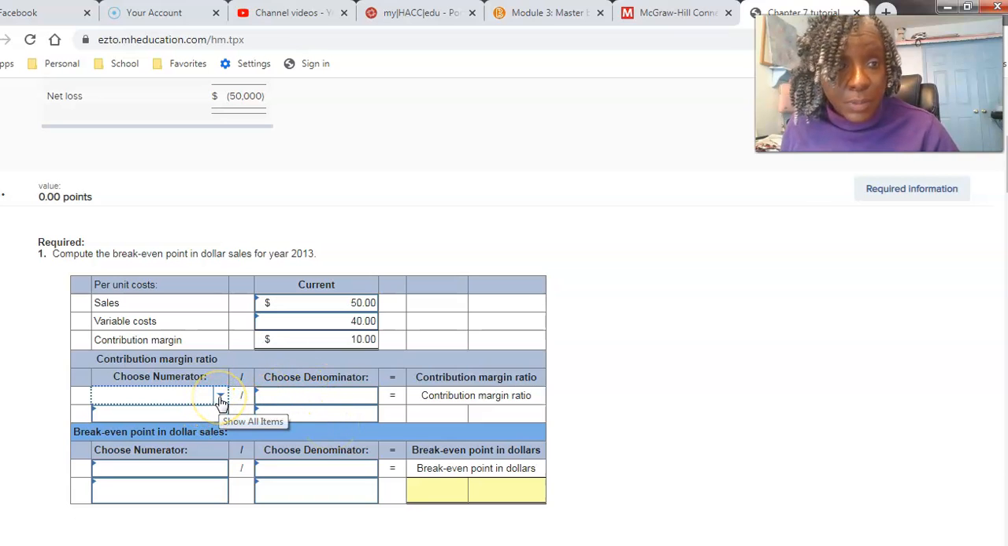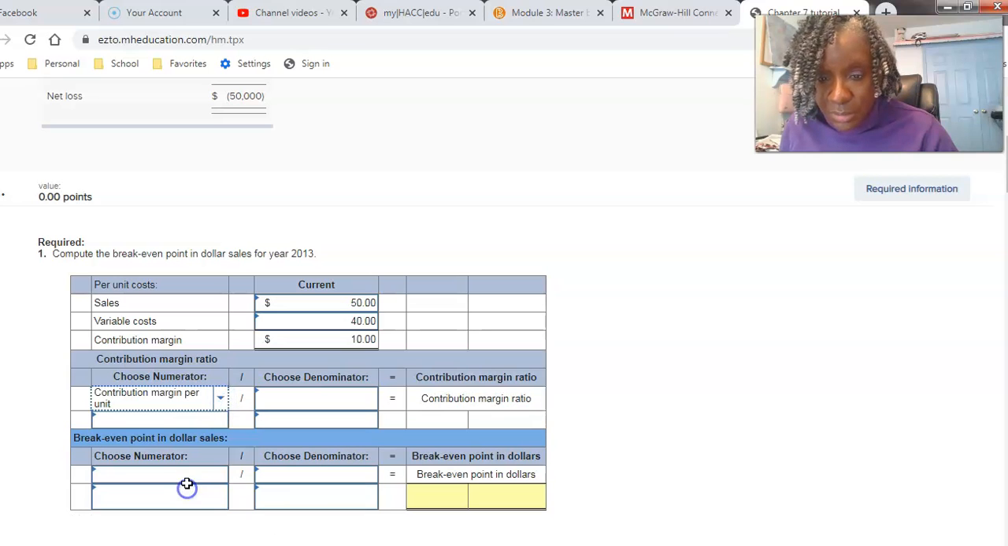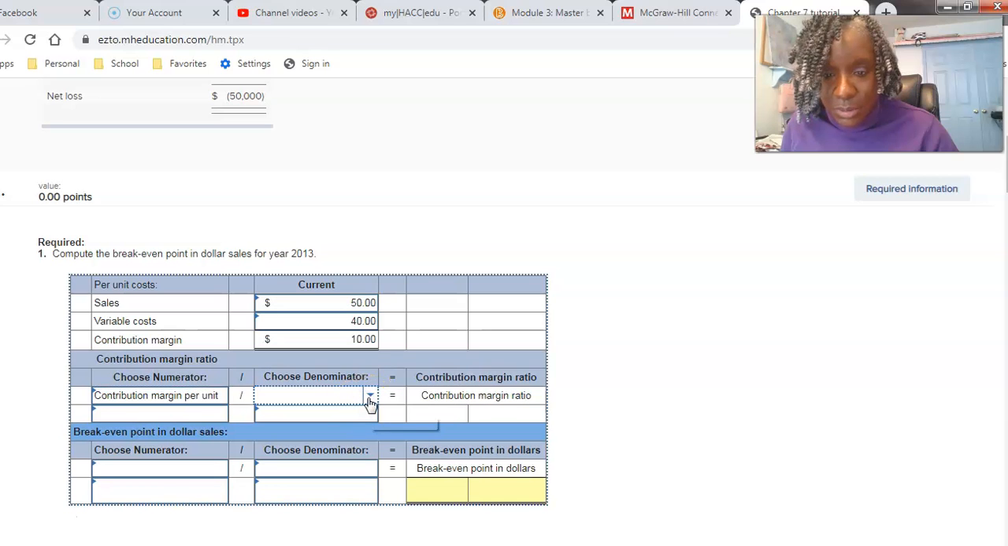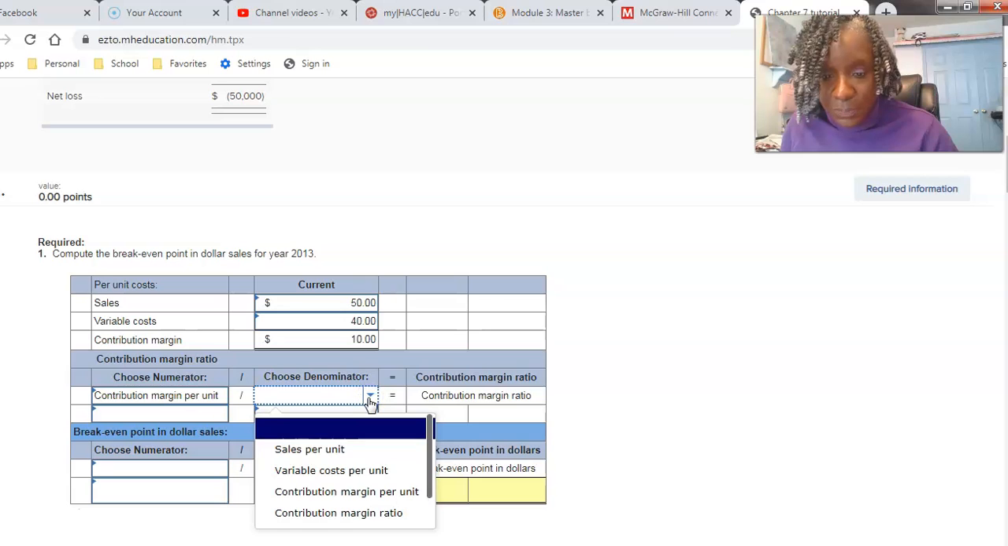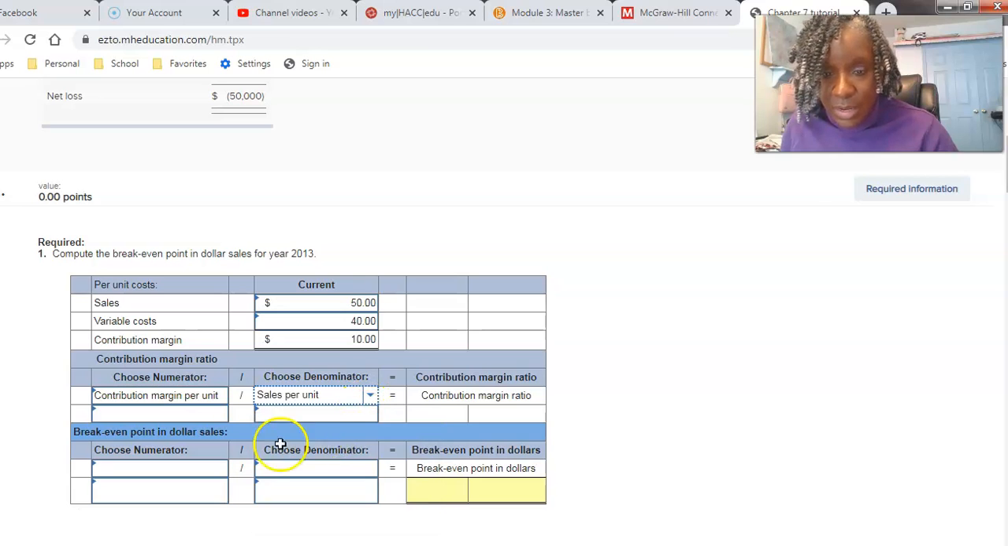Now, how do we compute the contribution margin ratio? We've done the contribution margin. What's going to be our numerator? Our contribution margin per unit, and we know what that is, right? What is our next number? Our number is going to be the denominator. And that's going to be what? You guessed it. It's going to be the sales per unit. And we already have that information because it's given to us in the problem. So we know 50 bucks is our sales per unit.